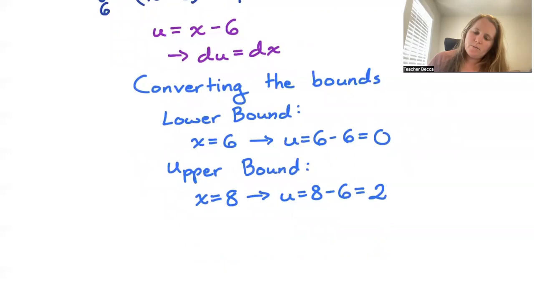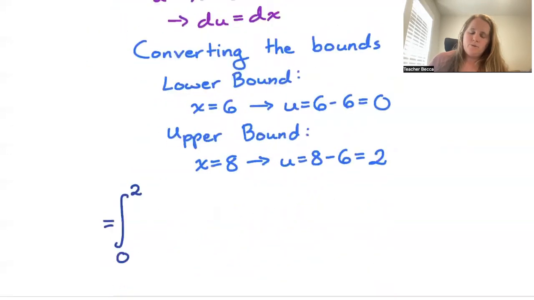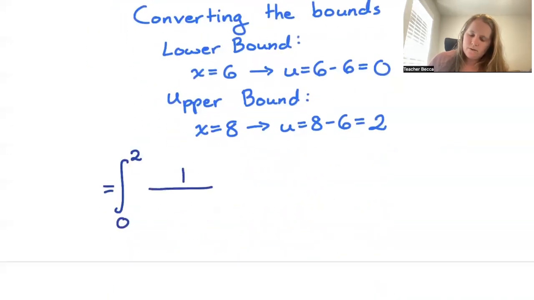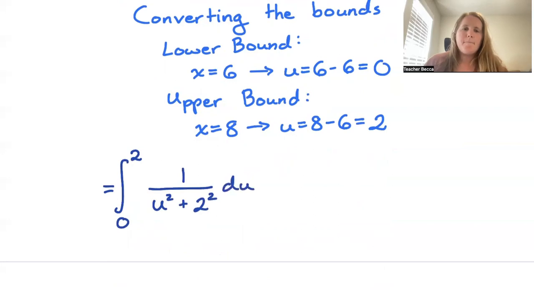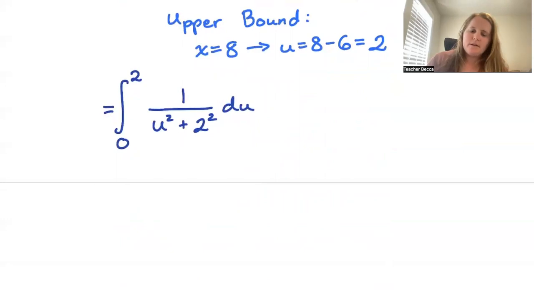So we can go ahead and plug into our definite integral. Our bounds now become 0 for the lower bound, 2 for the upper bound. Then we have 1 over u squared plus 4, which is 2 squared, du. This is our special tan inverse case with a equals 2.